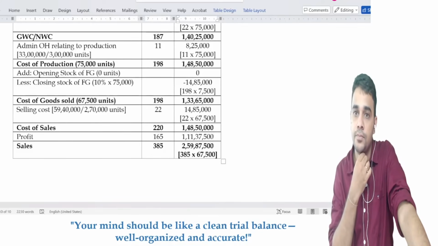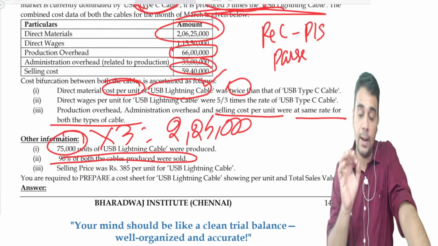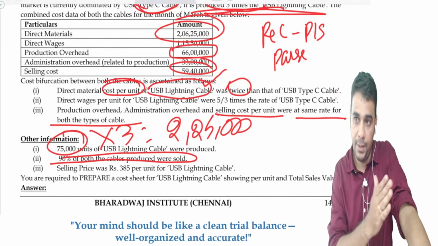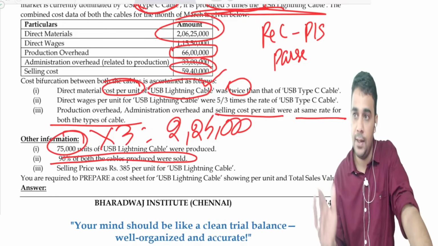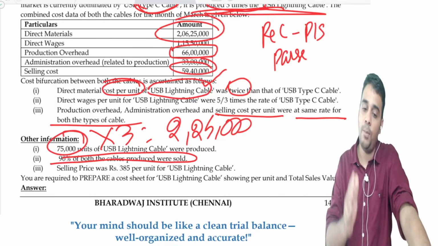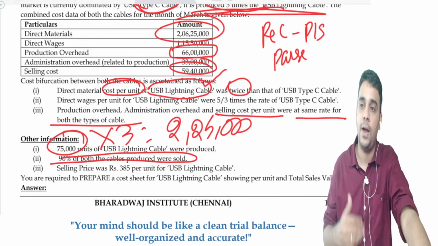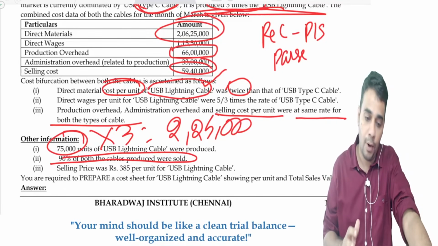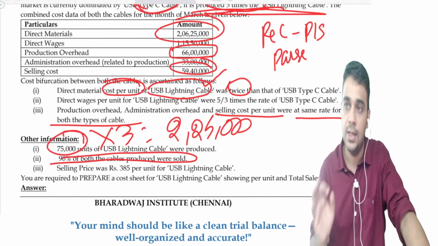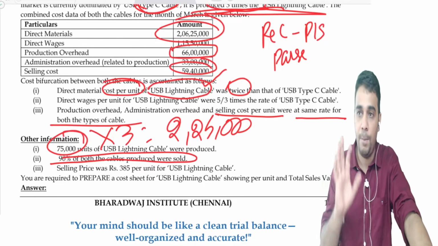Clear? I'll repeat again. The question gave us the combined cost of CA inter and CA final. Bharadwaj Institute has told me to separate the CA inter cost and CA final cost. And there they have said material cost for one product is double that of the other product. Labor cost for one product is 5 by 3 times of the other product. But as far as production overhead, admin overhead and selling overhead is concerned, it is the same figure. Any doubts on this? Using this, we have done the bifurcation and prepared the cost sheet.